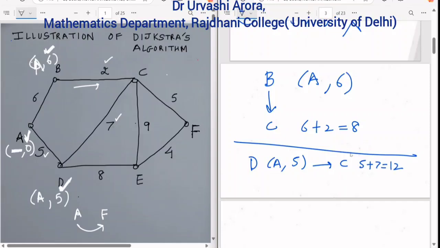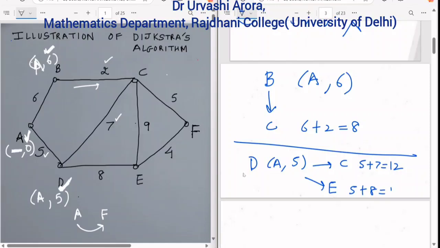And the other neighbor of D, or other adjacent vertex of D, is E, and E also has not received any label. And if you travel from D to E, then the total distance traveled till E will be the distance traveled so far, which is 5, plus the weight of the edge DE, which is 8, which is 13.